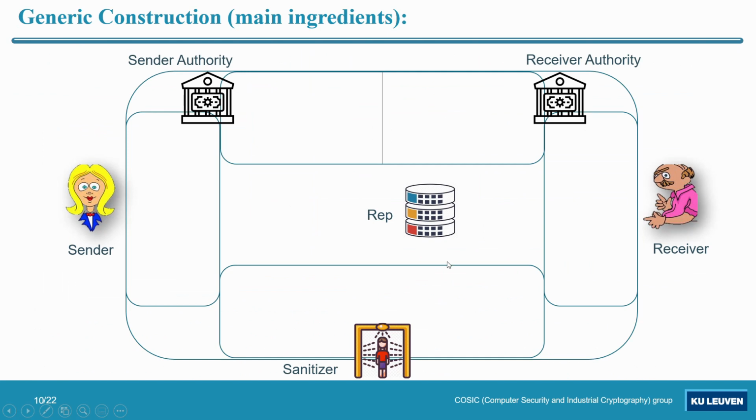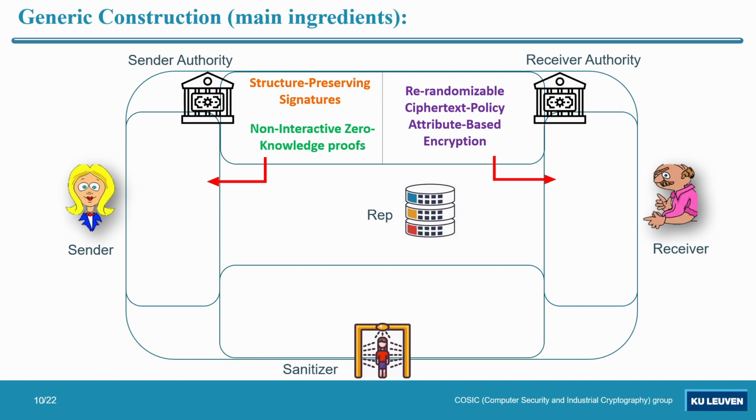In this paper, we propose a generic construction for attribute-based access control encryption, or to be more accurate, cross-domain attribute-based access control encryption. As we already discussed, we have five different entities: the sender authority, receiver authority, senders, receivers, and the sanitizer. We use randomizable ciphertext-policy attribute-based encryption on the receiver authority side to generate the decryption key for the group of receivers. The sender authority runs the structure-preserving signature setup and a non-interactive zero-knowledge proof system to generate the encryption key for the group of senders.